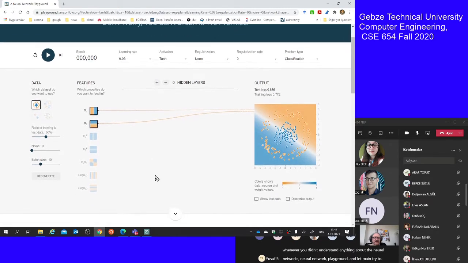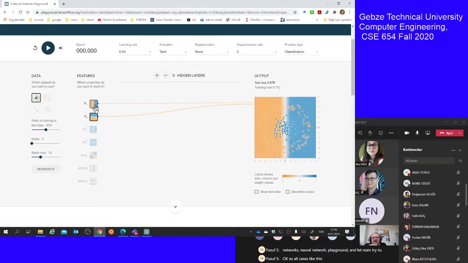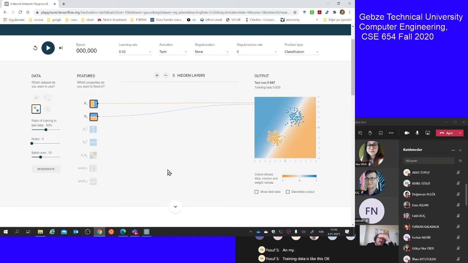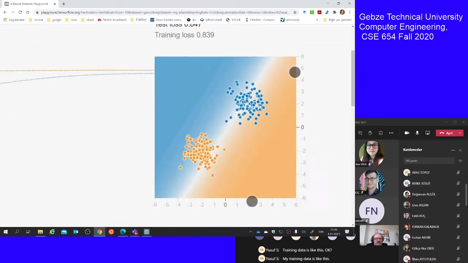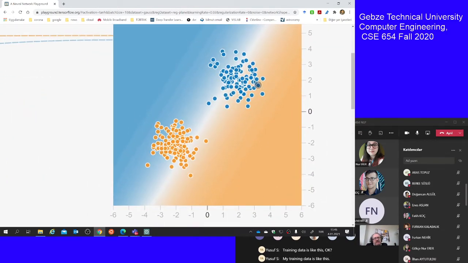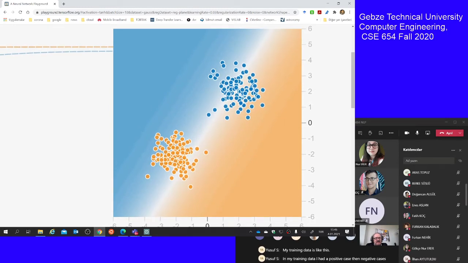Okay, so our case is like this. I have two inputs, input 1 and input 2, and my training data is like this. In my training data, I have the positive cases and negative cases, and I'd like to find a softmax classifier that will nicely separate this two-dimensional space into two.